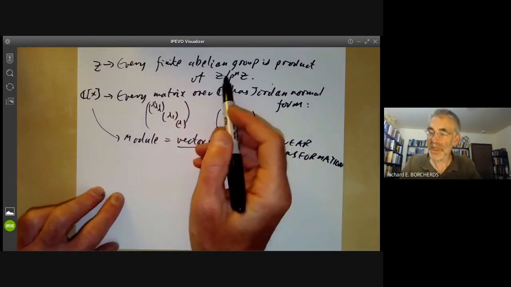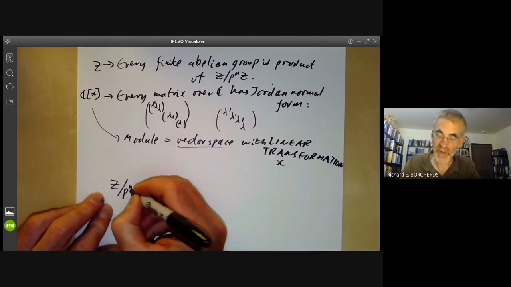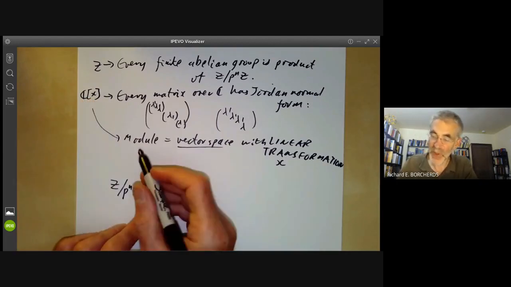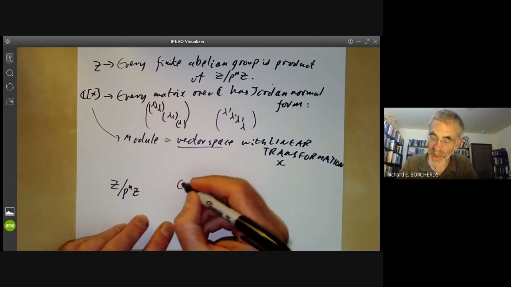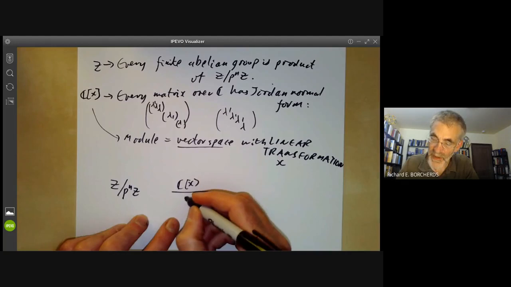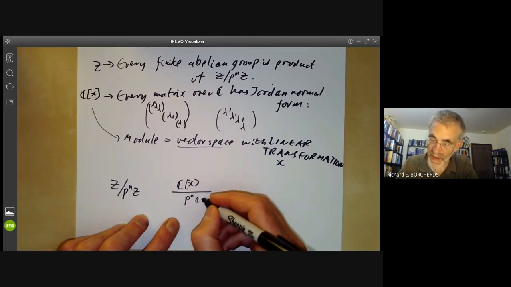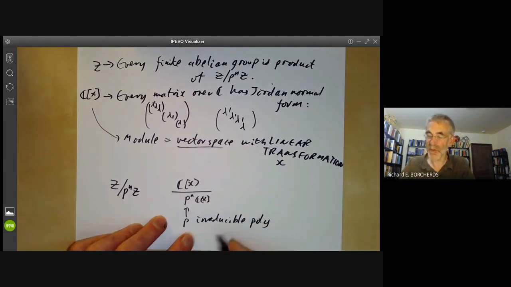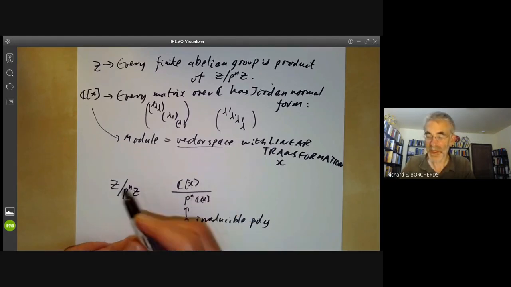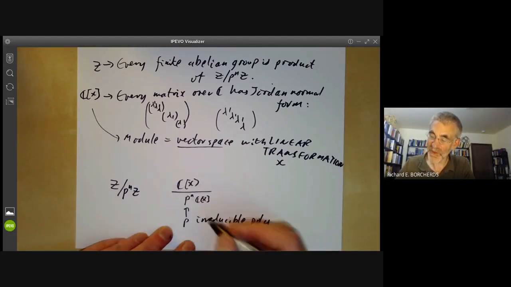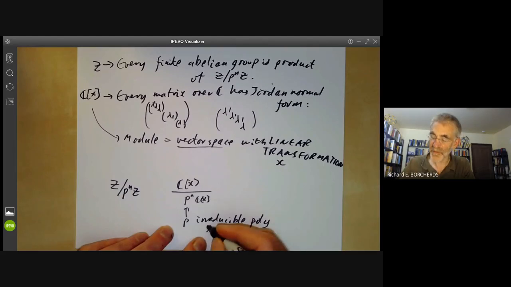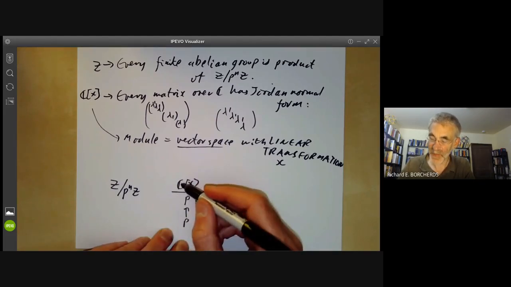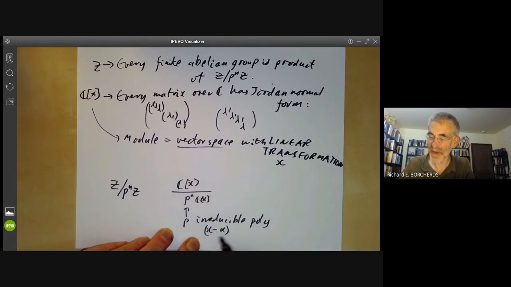Now, we said that finite abelian groups are sums of cyclic ones, Z over p to the n Z, where p is prime. The corresponding theorem for modules over polynomials just says that every module is a sum of modules of the following form: you take C of x over p to the n times C of x, where p is now an irreducible polynomial. Irreducible polynomials in the ring of polynomials are just like primes in the ring of integers. The irreducible polynomials over the complex numbers are just of the form x minus alpha, for alpha a complex number. And if you work out what these modules are, they're just vector spaces with a linear transformation such that x minus alpha to the n equals 0.